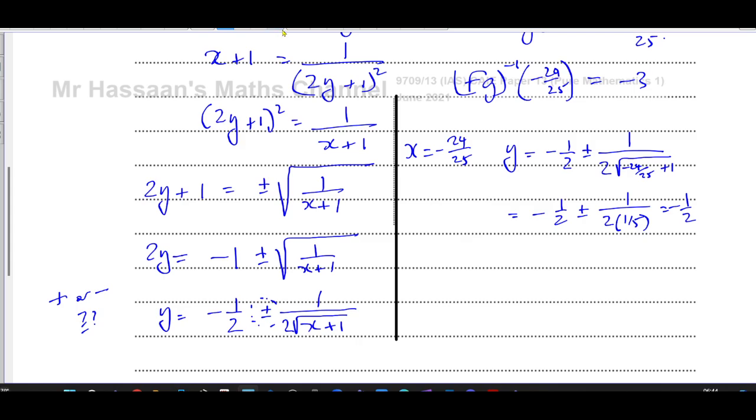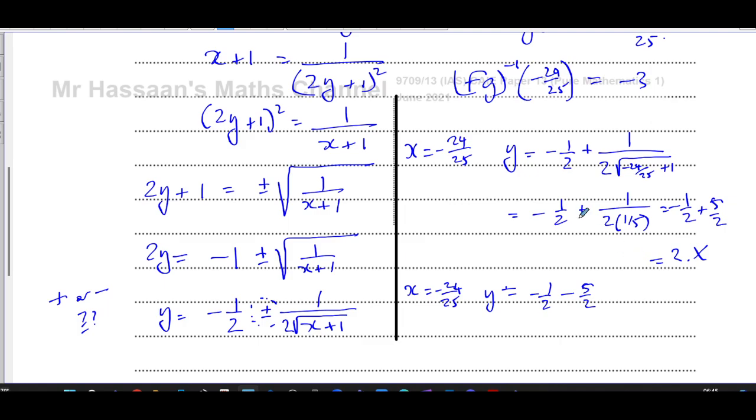I'm choosing the positive one now, so I'll just put plus here. So minus a half plus 5 over 2 gives me 4 over 2, which is 2, which is not the correct number. That's not what we put into the function. All right, so let's now take x equals minus 24 over 25 and put it inside the same function with the negative sign. So you'll have y equals minus a half, minus 5 over 2, because this time it's going to become minus.